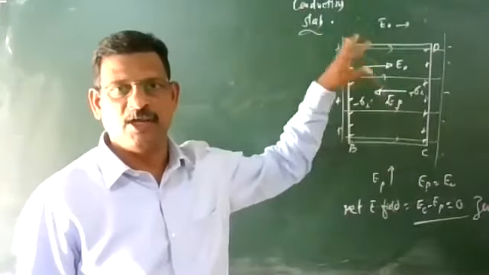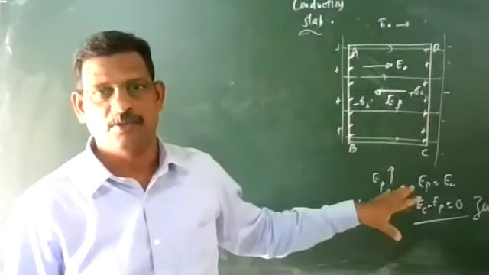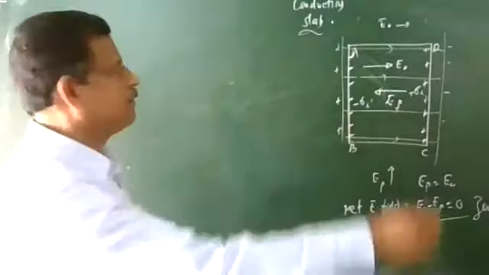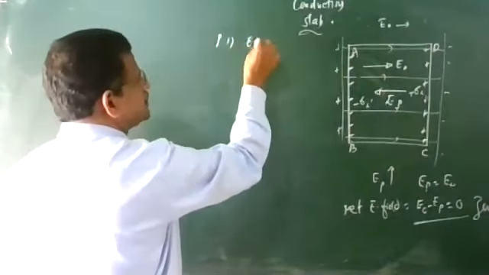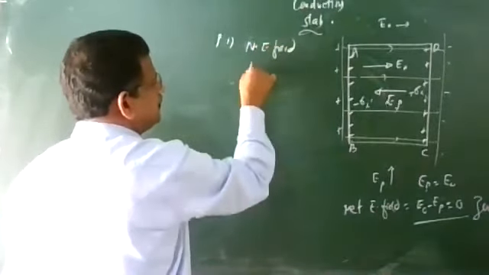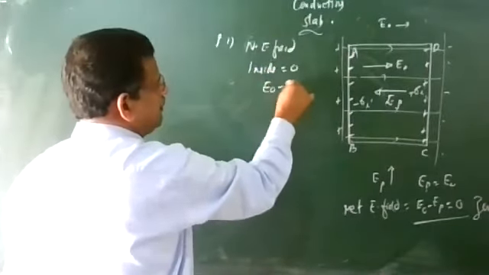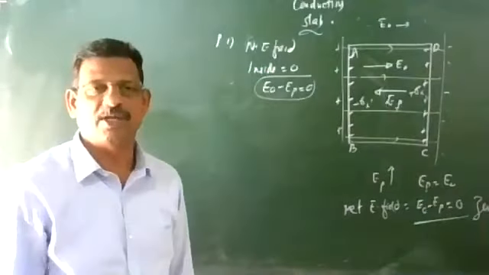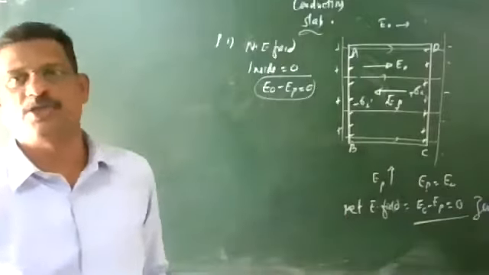So the net electric field in a conductor which is placed in an external field is zero. This is property number 1: the net electric field inside is equal to 0. That is, E naught minus EP is equal to 0, which was not equal to 0 in the case of a dielectric. We will use this point now.